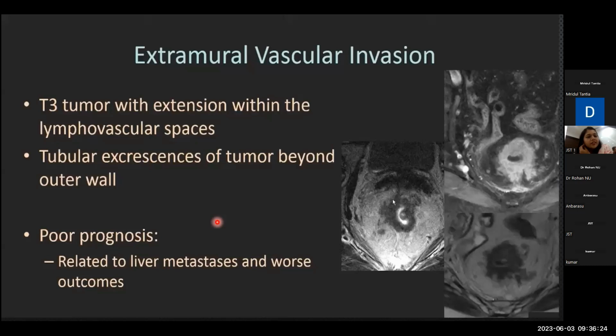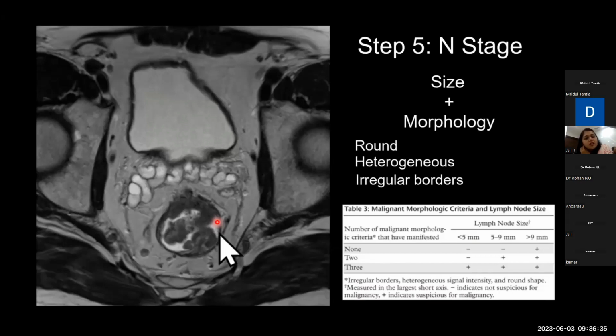So it's usually a T3 tumor with extension within the lymphovascular spaces, and these are the tubular excrescences of the tumor beyond the outer wall. It's a poor prognosis related to metastasis and worse outcomes. This finishes us with the T staging. Next we will come to the N staging or the nodal stage.